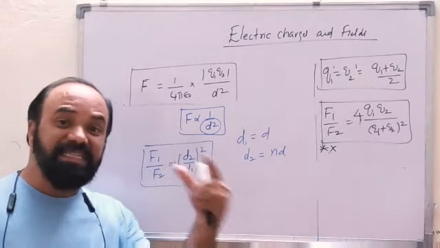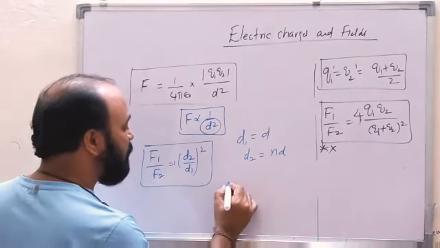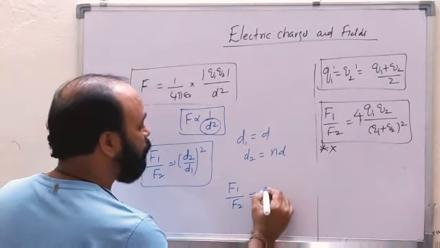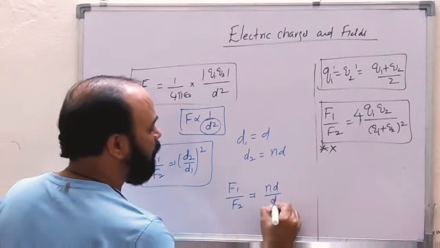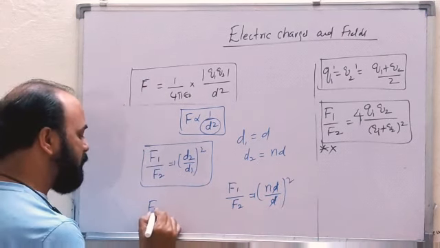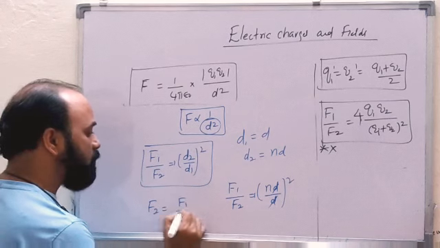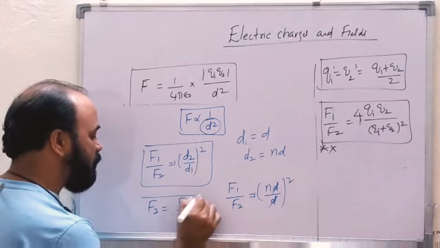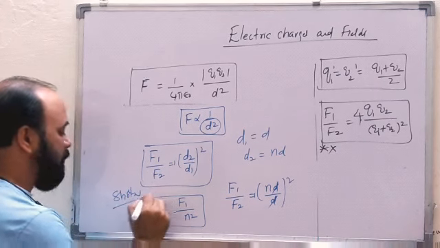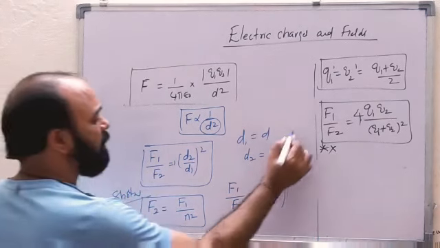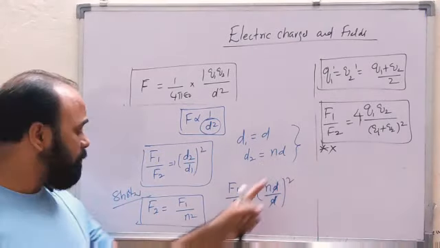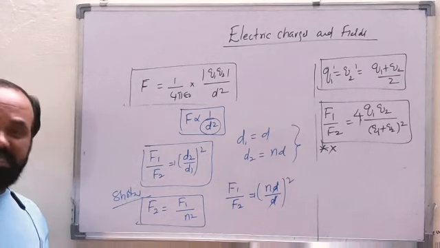means they are increasing the distance N times. The new force, if they ask F1 by F2, we can write D2 by D1, means ND by D whole square, means this gets cancelled. So the new force F2 is equal to the original force by N square. This is the shortcut we can use. Whenever they say the distance is increased N times, then the force is decreased by N square times.